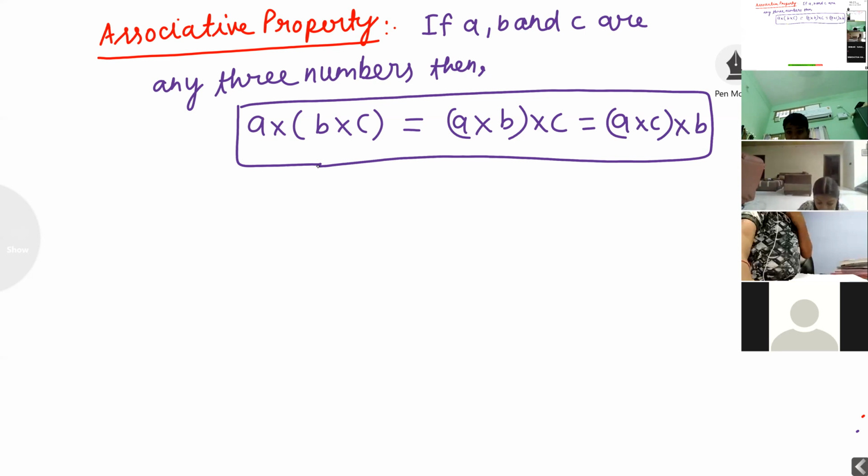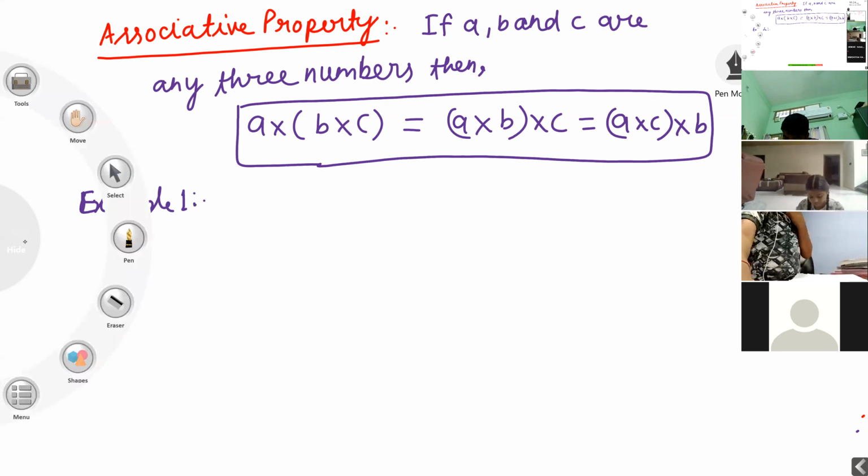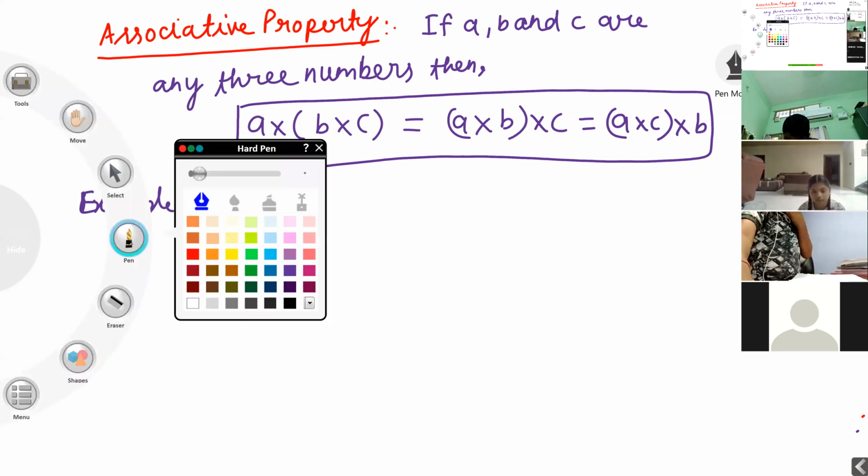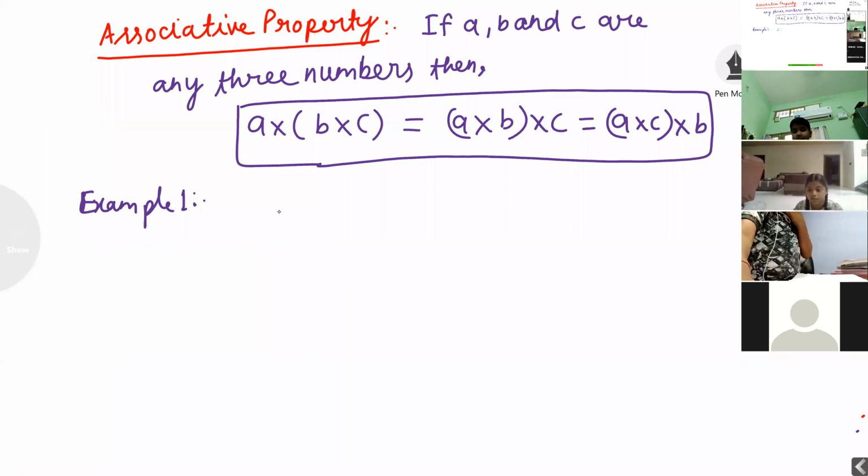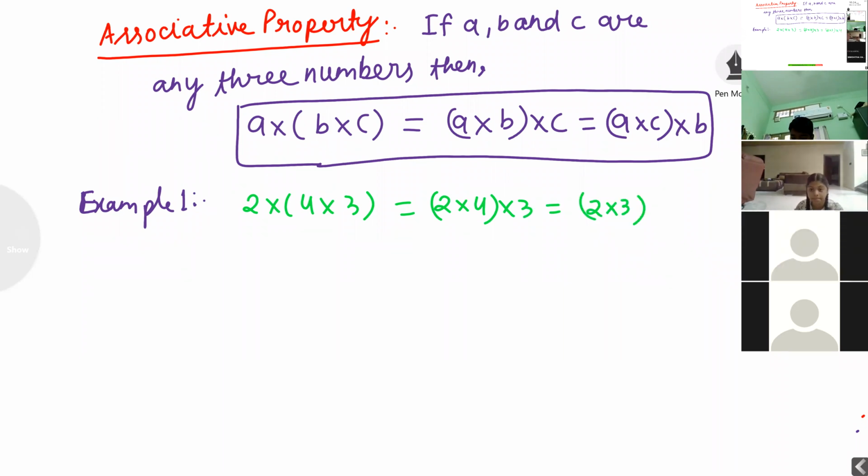We want to prove whether this property is right or wrong. Example. First example I am writing, students. Concentrate here. Stop writing, everyone. 2 into 4 into 3. I want to check this property is right or wrong. Here there are three numbers, 2, 4, 3. Now 4 and 3 I have taken in one group. Again I want to write 2 and 4 in one group. Or first and third I want to write in one group. I want to check all answer is coming right or wrong.